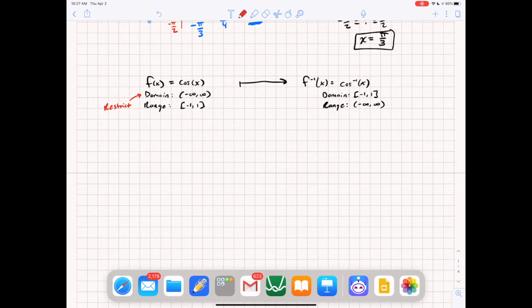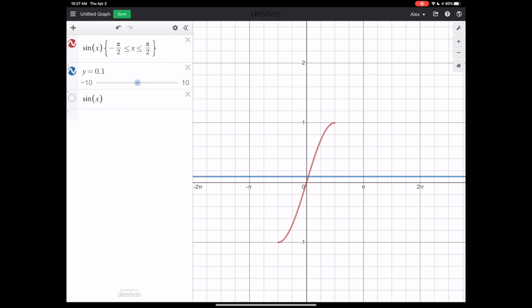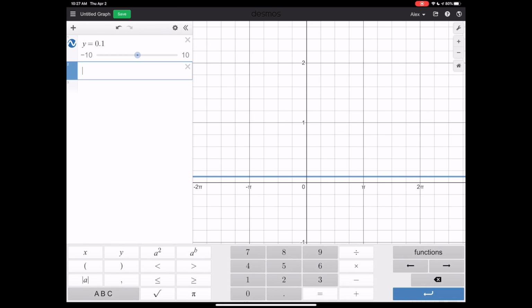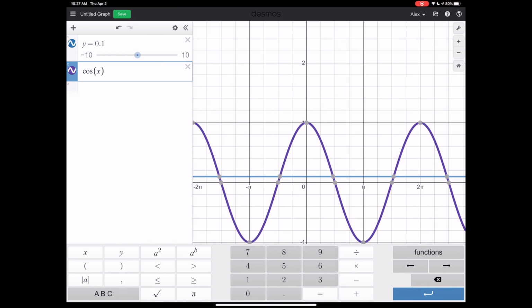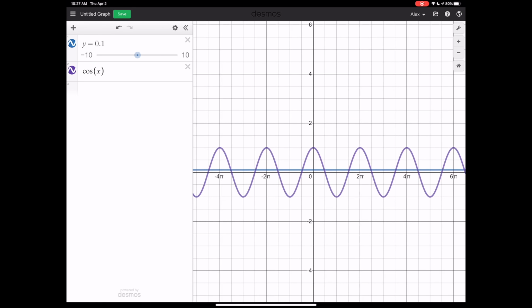So I'm going to go back into Desmos. Let's delete that. I'll leave the horizontal. We'll delete that. Okay, and so I'm going to put in cosine of x. So you can see again cosine and how it's going to not pass the horizontal line test. So right now, if we were to do its inverse, it would not be a function. I have to restrict the domain.